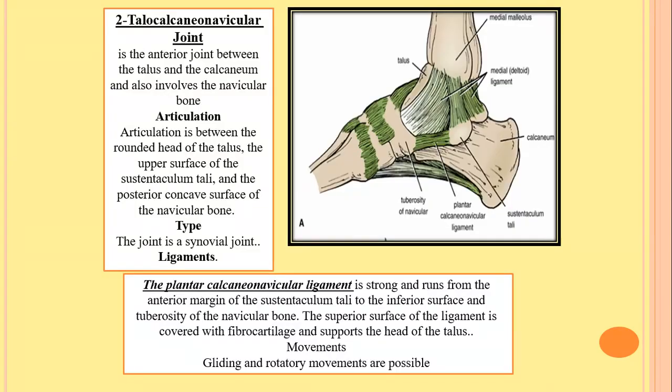So we have seen these joints, their types, and the movements occurring at these joints, and we have understood how plantar flexion and dorsiflexion occur at the ankle joint, and how the subtalar joint and the mid-tarsal joint take part in the movement of inversion and eversion, and the importance of the ligaments, we have seen that.